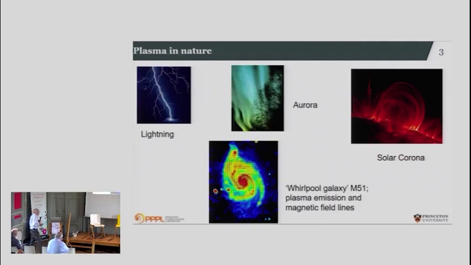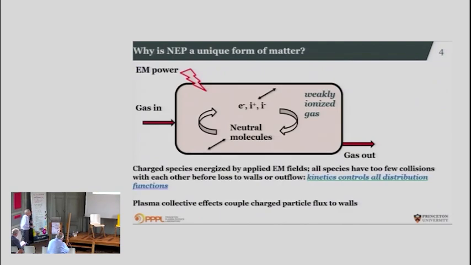So plasmas are very common. In fact, it's observed that the majority of the visible matter in the universe is in a plasma state. You see this whirlpool galaxy, this false color image here shows plasma emission and magnetic field lines. The aurora borealis on Earth, of course, lightning, which we see very commonly, like all the lightning flashes from our French astronaut's talk a couple of days ago. The solar corona, of course, the sun itself is completely ionized. So plasma is very common, not only on Earth, but throughout the universe.